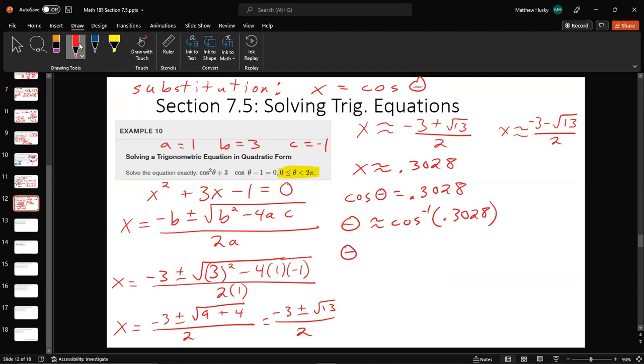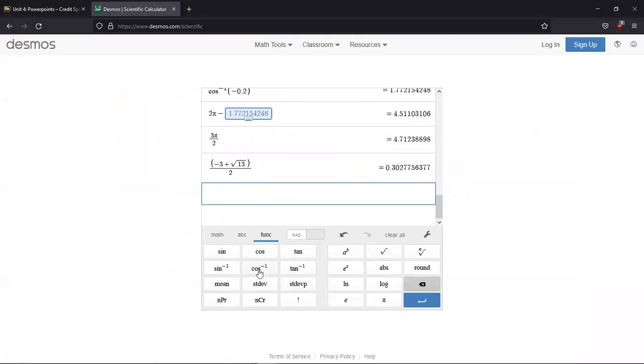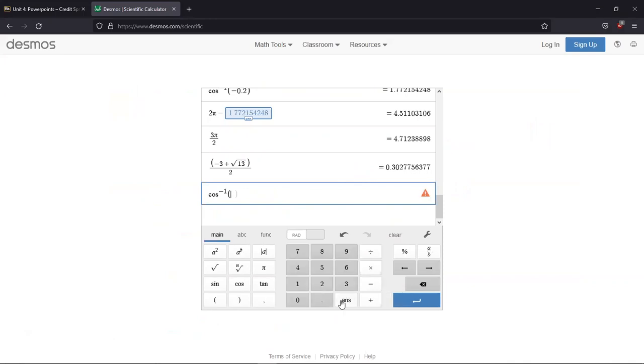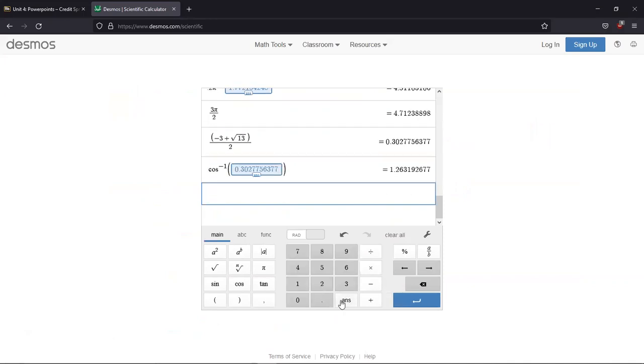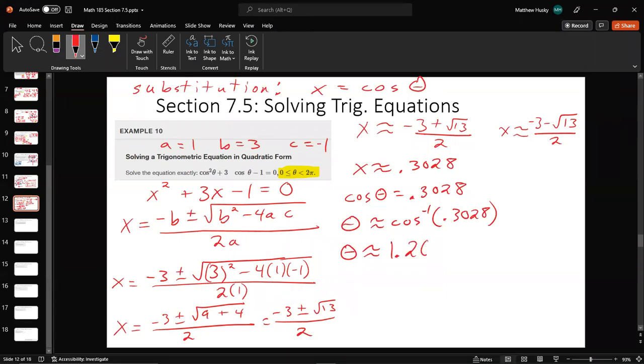So let us find out what that's going to be. We're going to do the cosine inverse of the answer that I just got. And that is 1.26 radians. And then like we did before, that is 1.26.